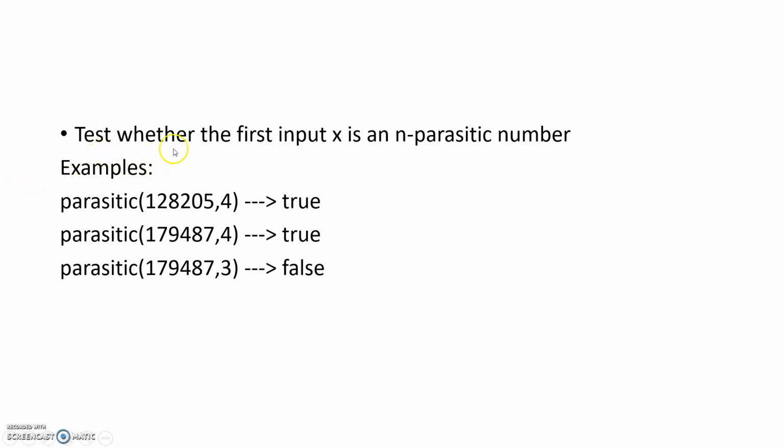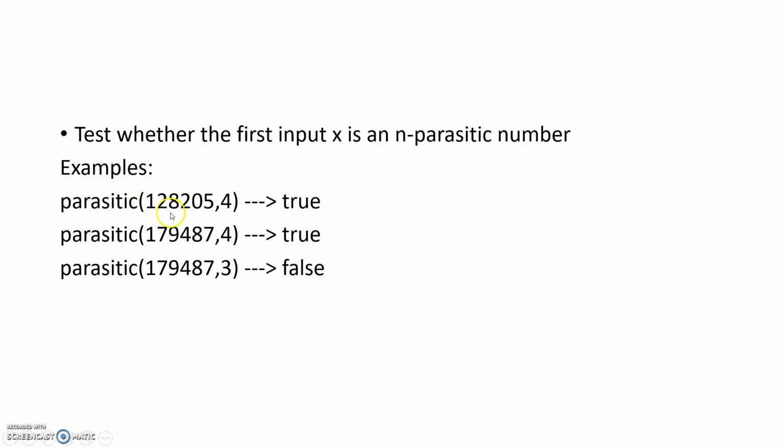The question says: test whether the first input x is an n parasitic number or not. So x and n are the two inputs for this program. You can create a function named parasitic, but I will show you the normal method and I will post the function code. It is the same, just written in terms of functions instead of taking input directly.